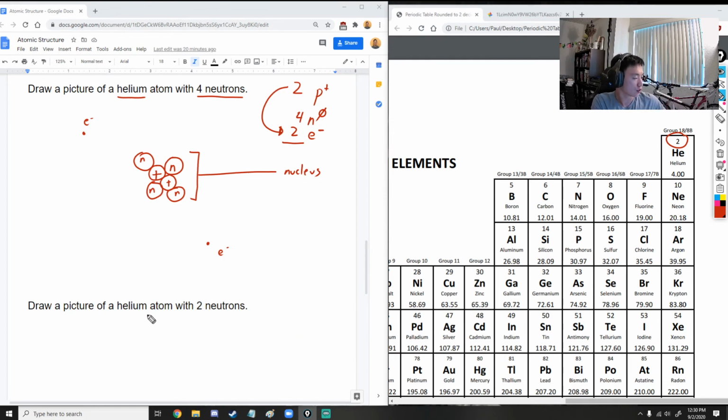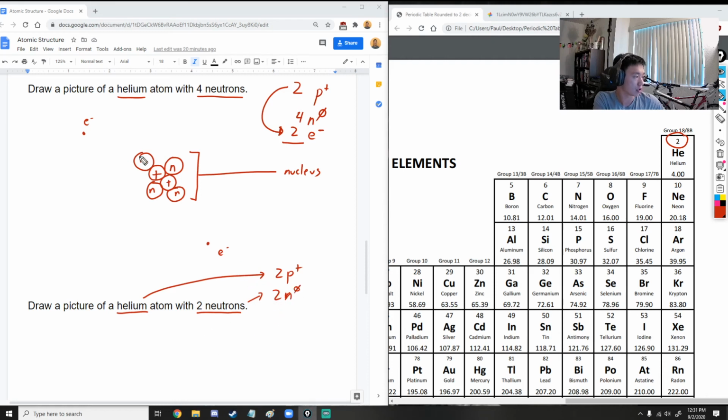Alright, let's try the next one. So we have a helium atom with 2 neutrons. So this one is helium again. So it doesn't matter that we have a different number of neutrons. Here we had 4, here we have 2. Since we have the same element, that means helium, again, since it has the number 2 on top, it's going to have 2 protons. And we know that it has 2 neutrons.